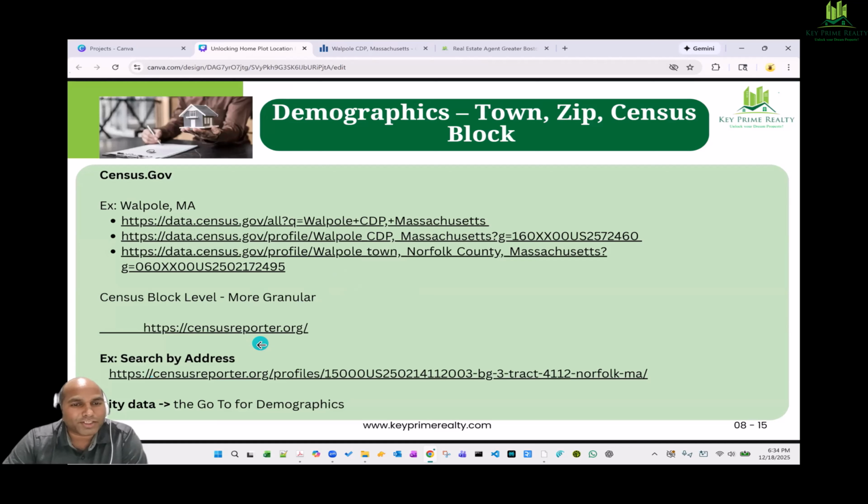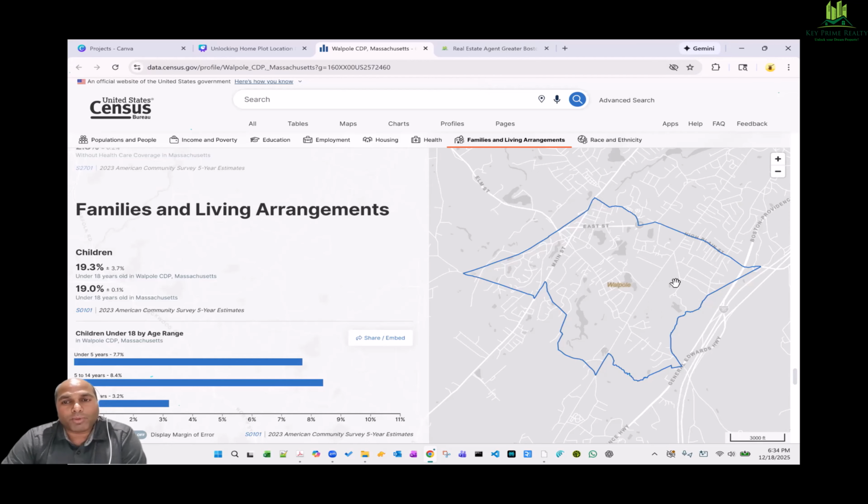If you go to censusreport.org, these guys split a town into much smaller census blocks. So this town, Walpole, has a 132K median income. Now, the town could be a huge town, like, say, Worcester, with maybe 40, 50,000 population, but you're buying a property and you're interested in that census block.